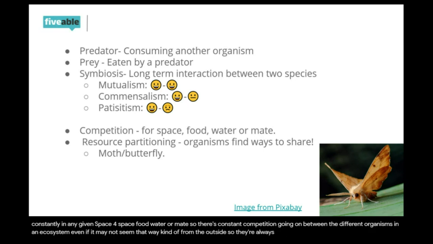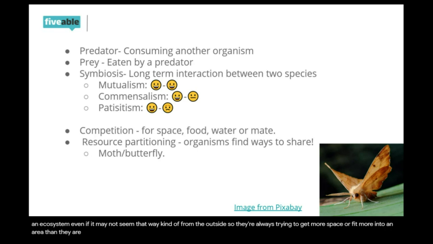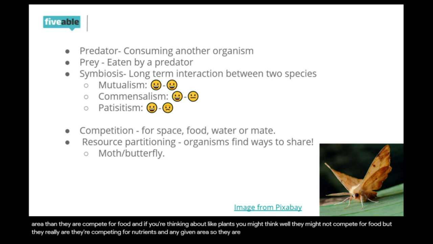They're always trying to get more space, or fit more into an area, and they compete for food. If you're thinking about plants, you might think they don't compete for food, but they really are. They're competing for nutrients in any given area, like phosphorus and nitrogen, or the amount of water.